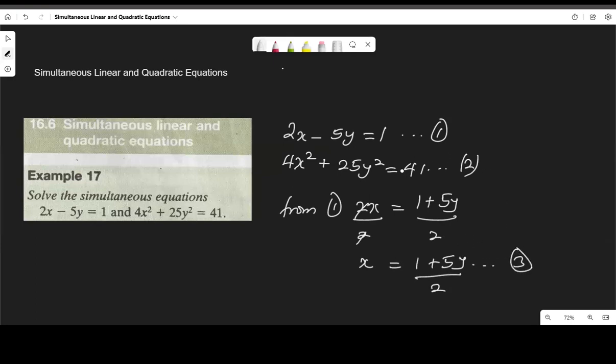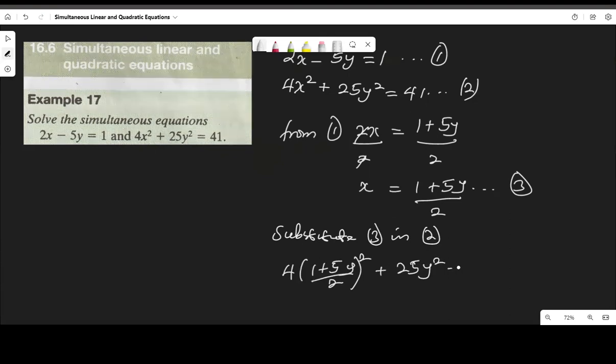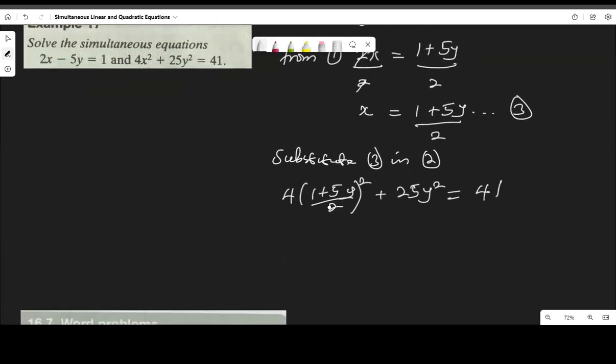Now we're going to substitute equation 3 in equation 2. Anywhere we see x in equation 2, we'll replace it with this. We substitute equation 3 in equation 2, so that I have 4 times 1 plus 5y over 2, squared, then plus 25y squared equal to 41. And this 1 plus 5y over 2, I can write as 1 over 2 multiplied by 1 plus 5y, then the whole of this is squared.